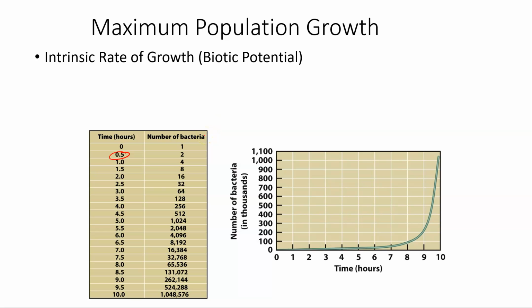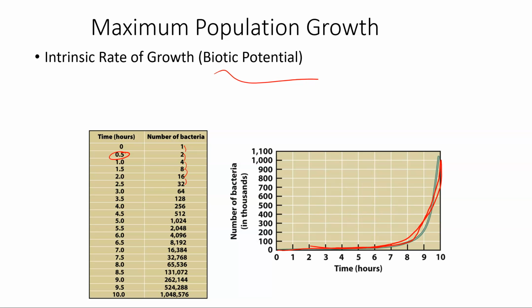Every 30 minutes, the bacteria doubles. So we go from 1 to 2, 2 to 4, 4 to 8, 8 to 16, right? That doubling manifests itself as what we call this J-shape curve, which is representative of what we call exponential growth. Now, when a population is at its maximum rate of growth, we call that the biotic potential. So that's how fast a population would grow.